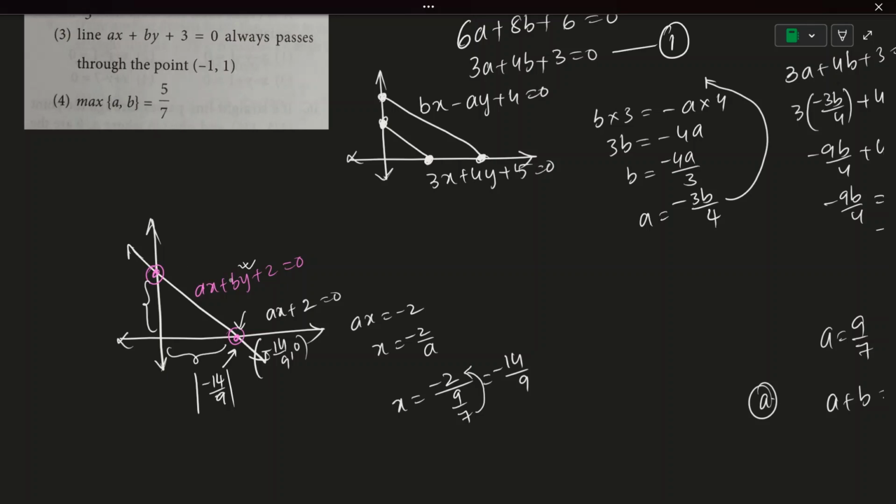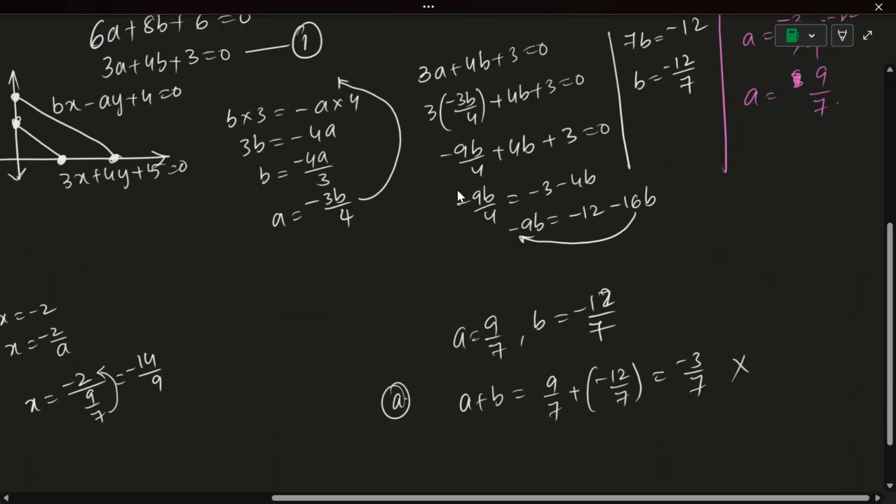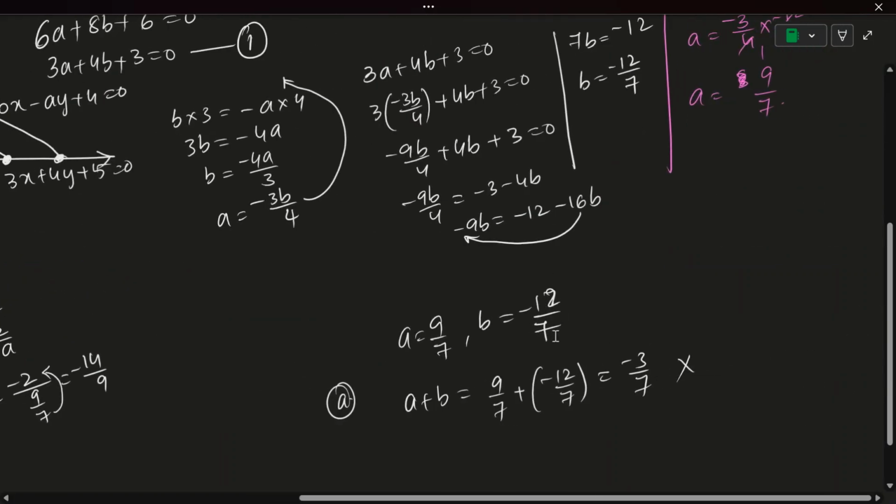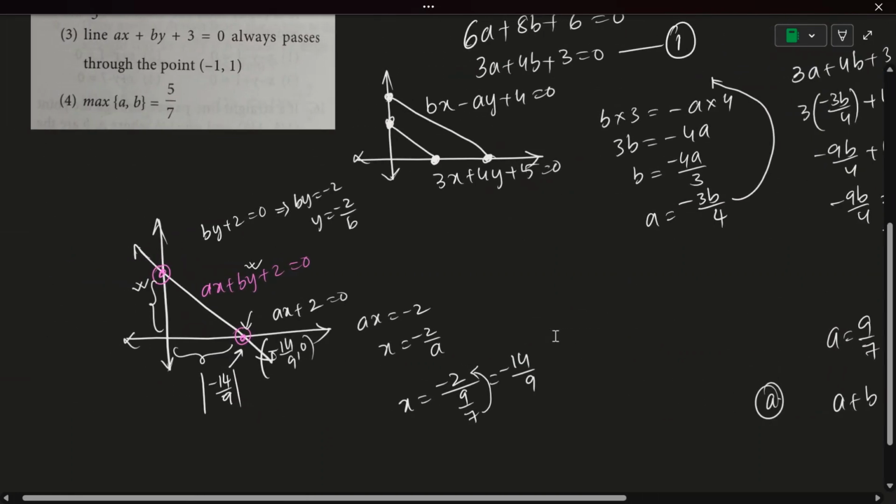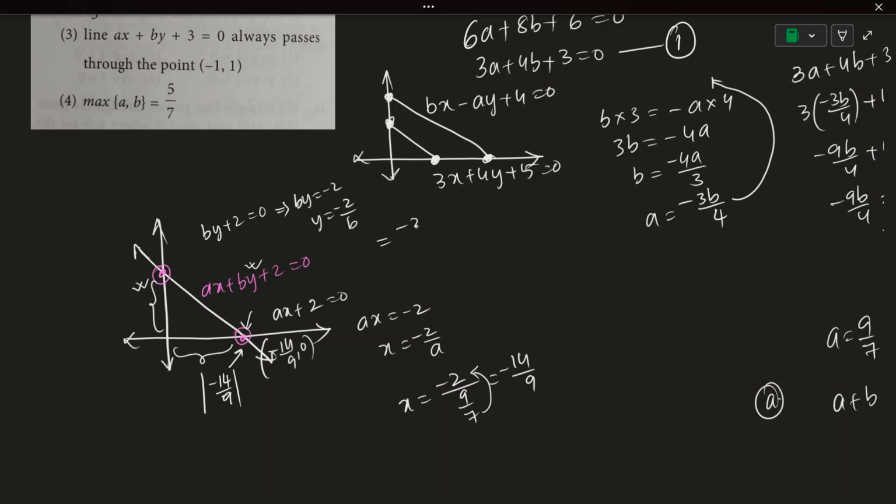See, in order to get the y value, that means the y-intercept, you have to keep 0 here. Then you will be getting like by plus 2 equal to 0. It implies by is equals to minus 2, y is equals to minus 2 divided by b. Okay, so what is b value? B value is minus 12 by 7. So substitute that one here. Minus 2 by minus 12 by 7.